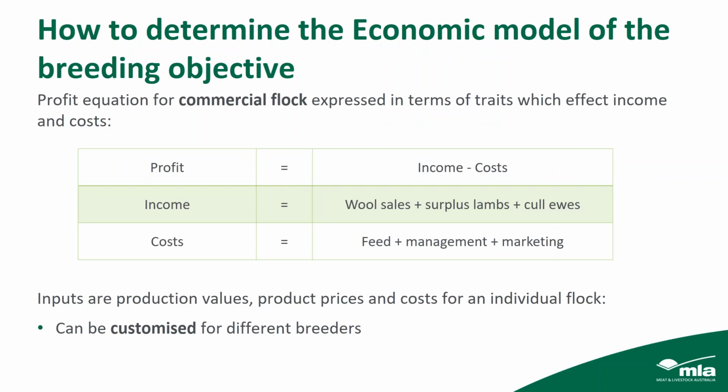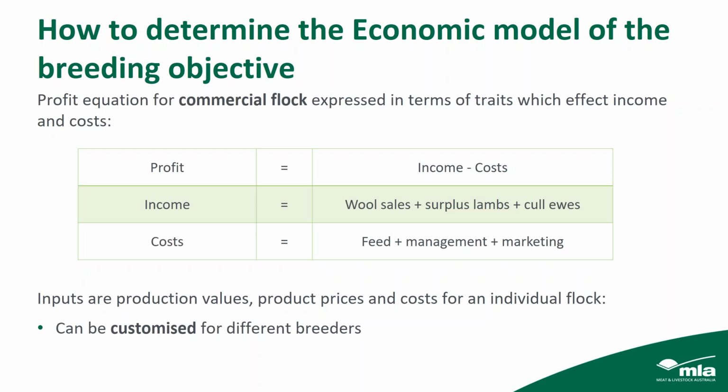So the first thing we have to do is determine the economic model of that breeding objective. And the way we do that is by looking at a standard profit equation for a commercial flock. So we look at what impacts profit, which is income and costs. So our income comes from things like our wool sales and our surplus lambs or our cull ewes. And then we also want to take into account the cost side of the business, which includes feed, management such as labour costs, and marketing. And those inputs that allow us to look at those are production values and product prices from different flocks.